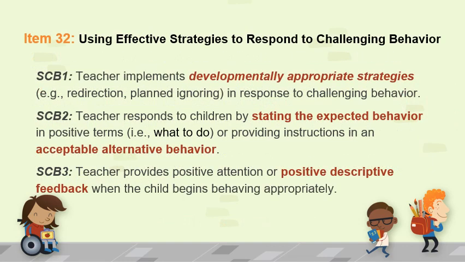Okay, item 32, using effective strategies to respond to challenging behavior. Now you know what challenging behavior is. So if any form of challenging behavior occurs during the TPOT, then we will be looking for 3 items. Every time challenging behavior occurs, these 3 items. You must have all 3.